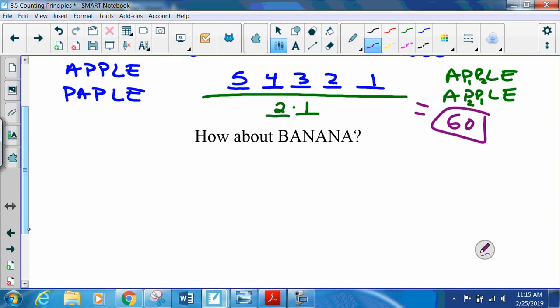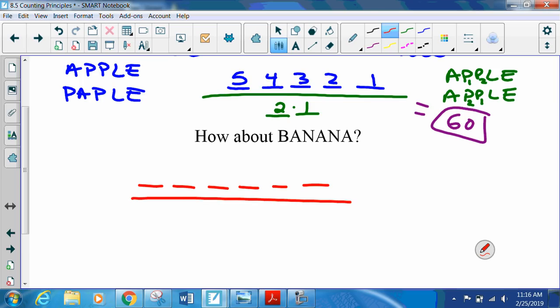When we do banana, there's 1, 2, 3, 4, 5, 6 letters. So I'm going to do the fundamental counting principle on the top. I'll write my 6 lines, and I know I'm going to have to divide by something. I know I have 6 times 5 times 4 times 3 times 2 times 1. But wait a minute, I've got 3 A's, so I have to be really careful.